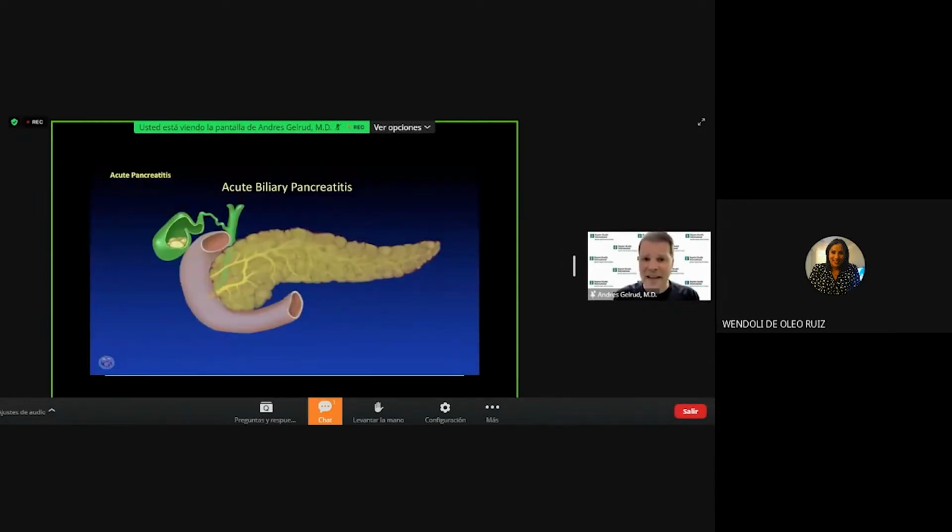So what is a biliary pancreatitis? I don't know if you can look at my cursor here, but you can see here the gallbladder with a bunch of stones.